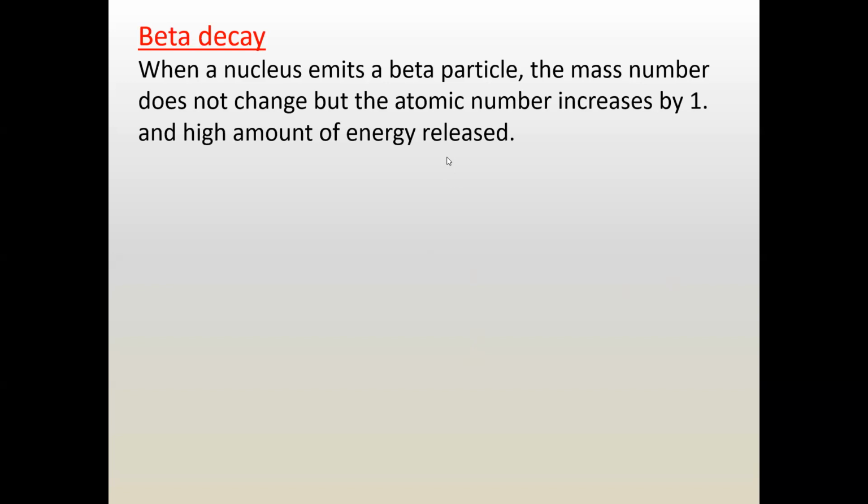So in this session, we'll discuss beta decay. What is a beta decay? What happens when the nucleus emits a beta particle? What is a beta particle? The beta particle is actually an electron. So when the nucleus emits an electron, that is known as the beta particle.